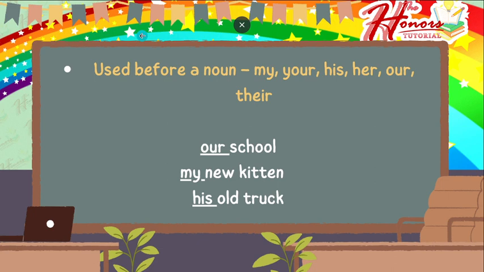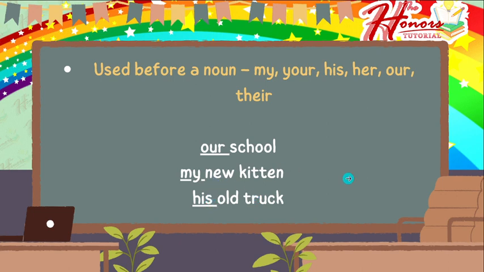For the possessive pronouns that are used before the noun, you may use my, your, his, her, our, and their. If it is singular, you may use my, your, his, and her. If it's plural, you can use our and their. For example, our school. The possessive pronoun here is our, which shows ownership of the school. Next, my new kitten. We use the possessive pronoun my, which refers to the new kitten. And the last one is his old truck. The possessive pronoun in this example is his.